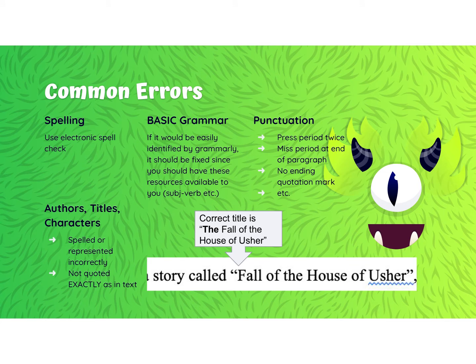Authors, titles, and characters. Here we're asking you to be accountable for things that are sitting right in front of you. You should be spelling and representing all titles, authors' names, and characters' names correctly. If the author is calling the character by the last name every time, then that's how you should refer to them also. And you certainly don't want to get the title wrong. Here, the correct title is The Fall of the House of Usher. That's incorrect, and you can just look at the piece that you're reading in order to do this.